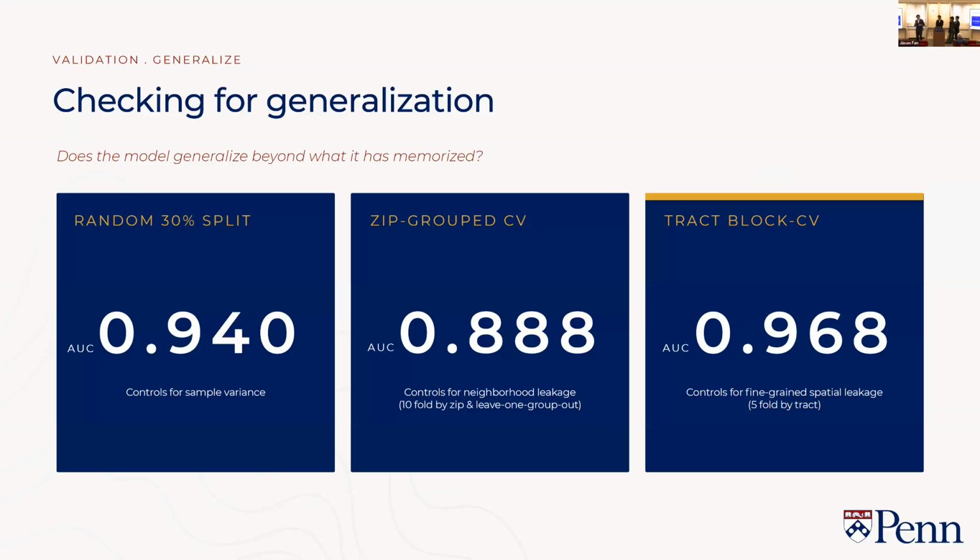Moving on to the validation, generalizability. Can this model actually work across the board? Now we looked for generalization through a random split, zip group 10-fold, and a 5-fold for tracks, and overall, the accuracy is pretty good, meaning that it generalizes across the board, not just remembering one census tract or one region.